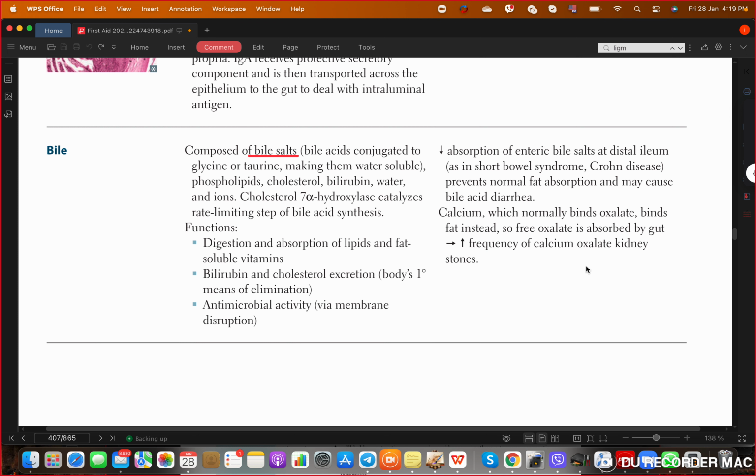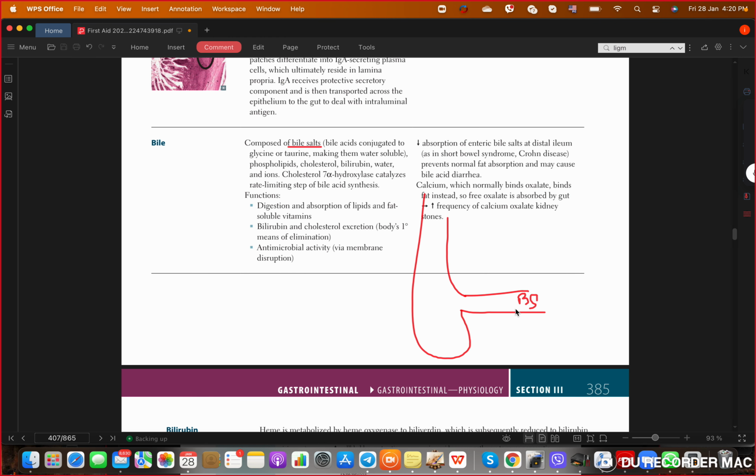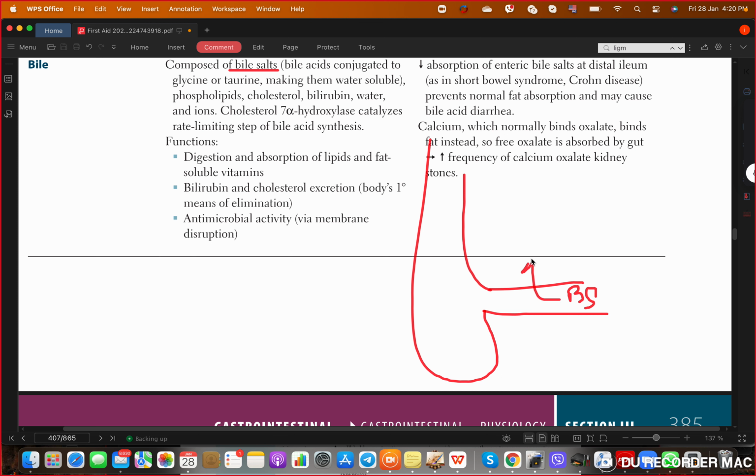Okay. So calcium, which is normally bound to oxalate, binds to the fat instead. Did we speak about this? Yeah, calcium stones, right? Doc? We spoke about it. So the bile salts normally are absorbed here. And calcium, which is normally bound to oxalate, binds to the fat instead, so free oxalate is absorbed by the gut.